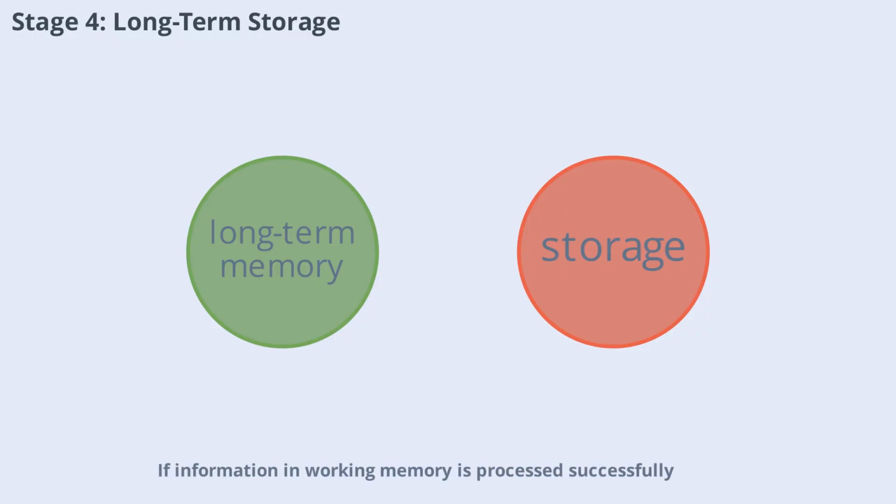Once information in working memory is processed successfully, it can be transferred to long-term memory. Long-term memory is the brain's permanent storage system, holding knowledge for long periods, sometimes for life. Examples include vocabulary words, multiplication tables, grammar rules, historical facts, and scientific concepts. Once information enters long-term memory, it becomes much easier to use and recall.